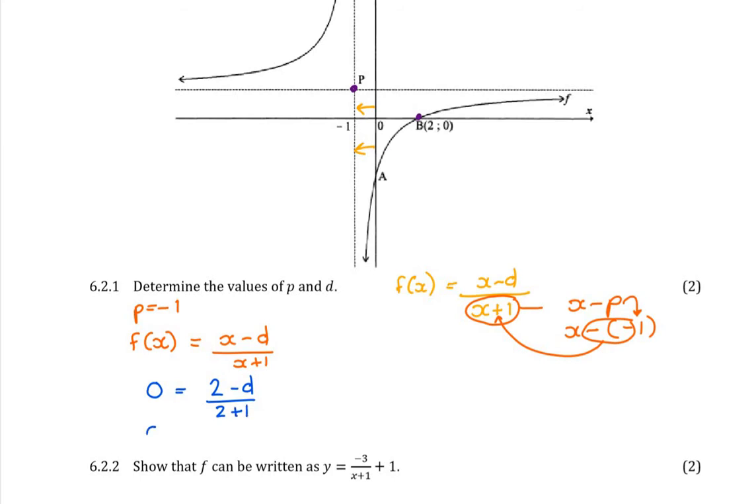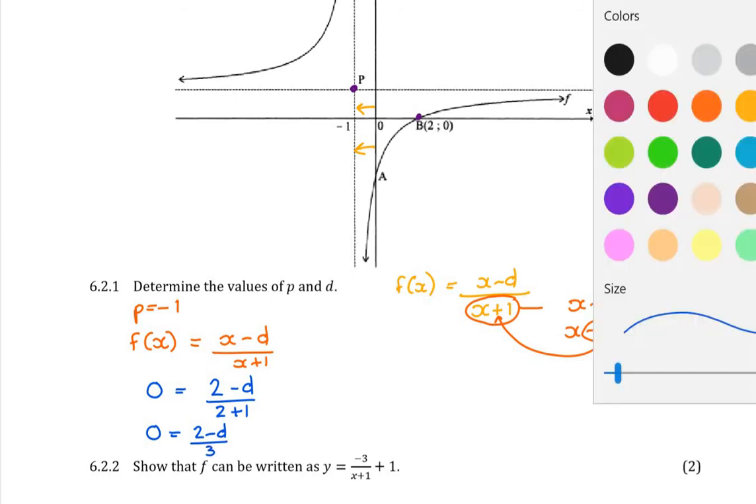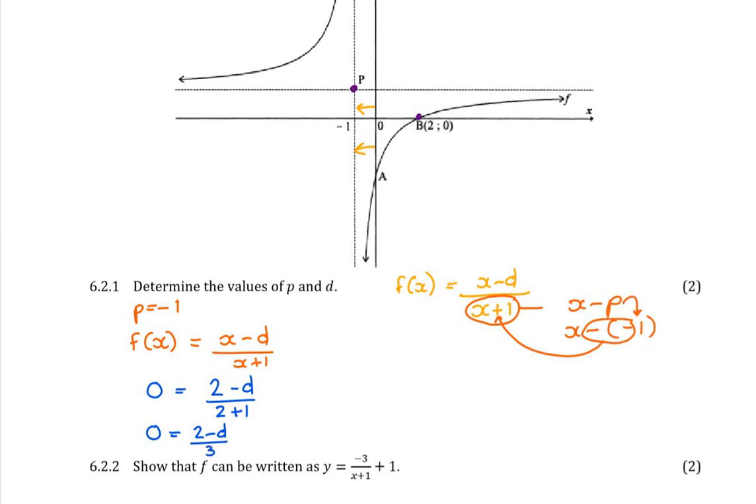So I'll end up getting 0 equals 2 minus d over 3, and I multiply by 3 on both sides, and fortunately it makes my life a lot easier, because 0 times 3 is just 0, so I get 0 is 2 minus d, and so d has a value of 2. And so I've figured out the equation of this function, but I've also figured out the values of p and d.